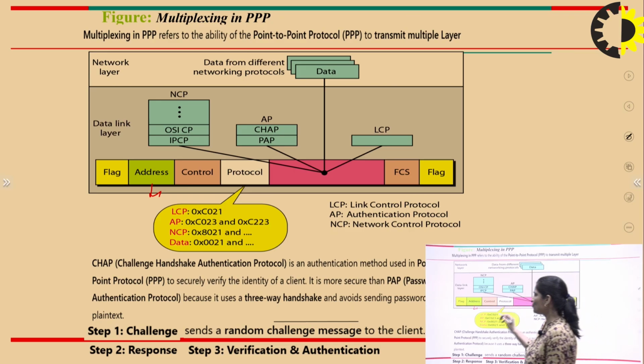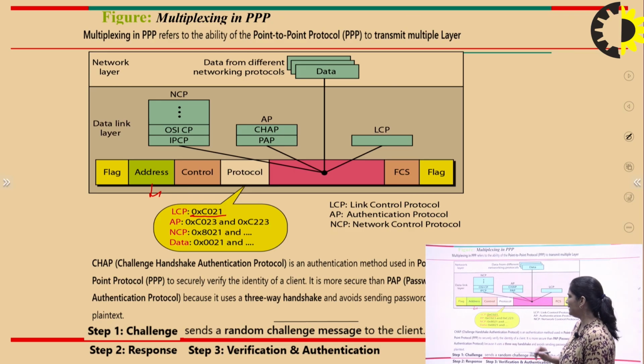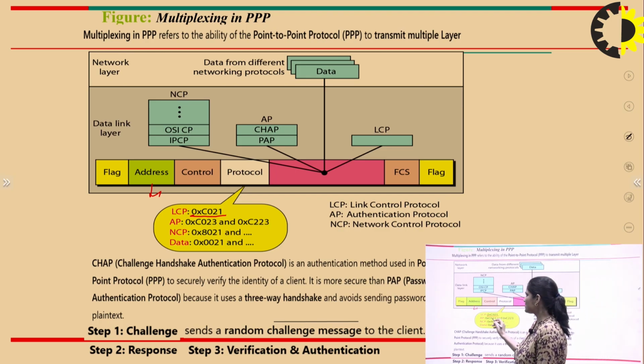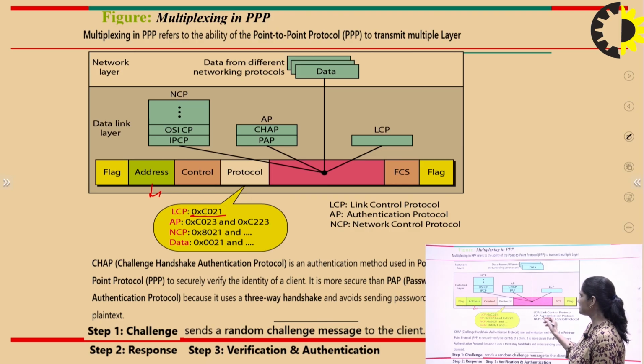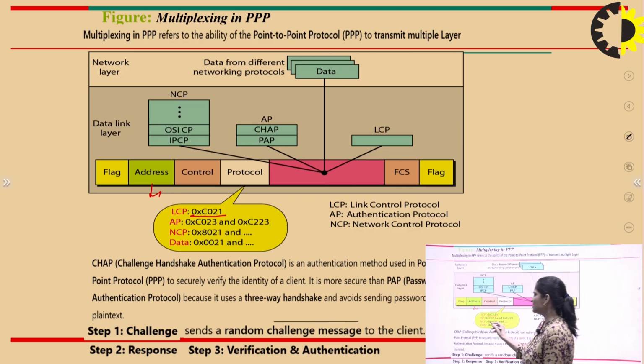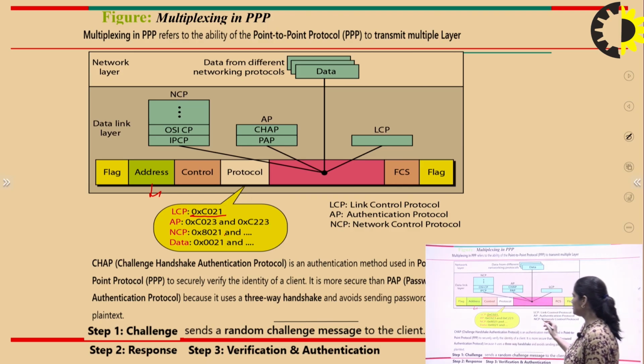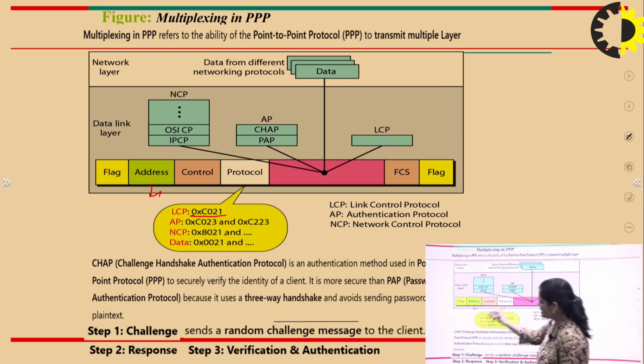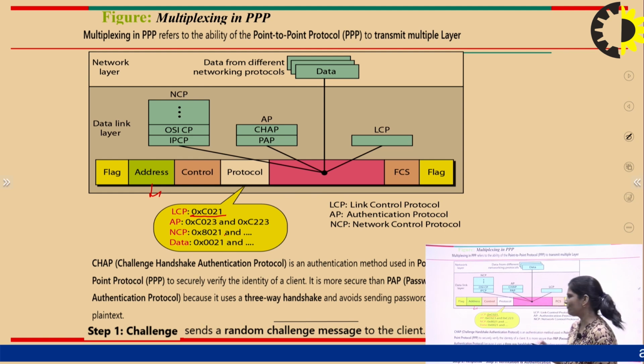So here, if this code is there, this is the LCP protocol. LCP stands for Link Control Protocol. If these codes are present in this protocol field, then it is AP protocol. AP stands for Authentication Protocol. If this code is there, it means NCP, Network Control Protocol. If these codes are present in this field, then you can say these are the differentiation of the protocol.